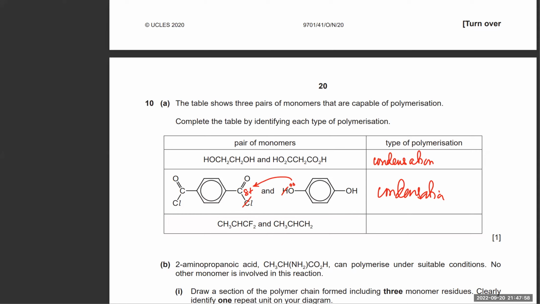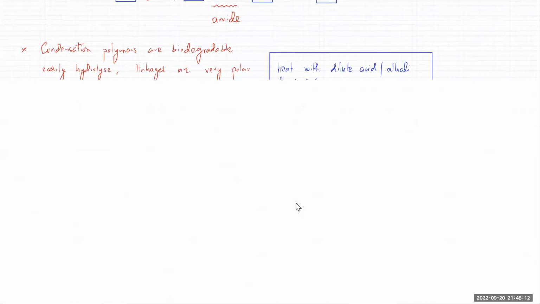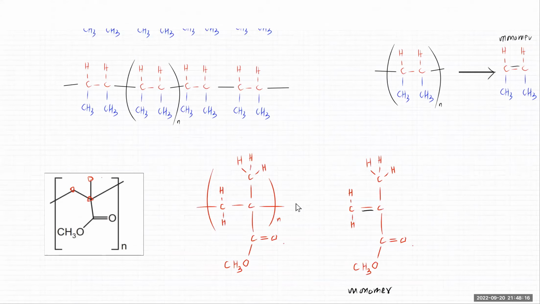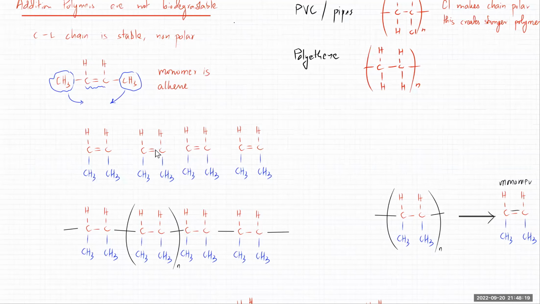The last one is addition. Alkenes undergo addition polymerization. When you've got a double bond, you've got a double bond over here as well. They didn't show it, but if you draw the structure, there's going to be a double bond over here. So when two things have a double bond, that is going to be addition polymerization.